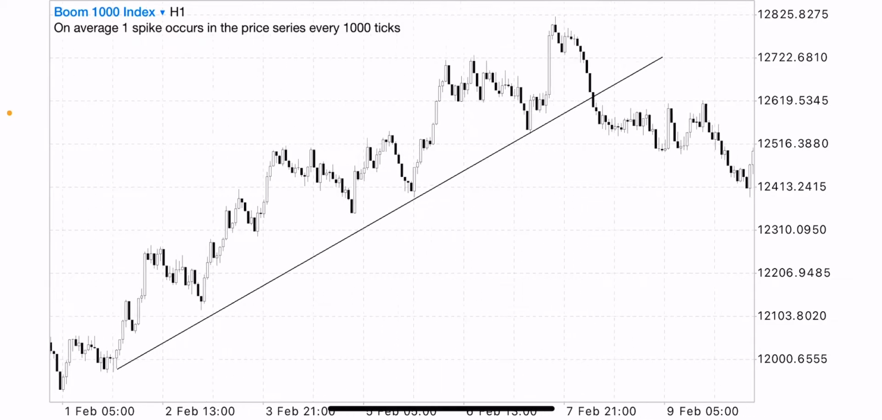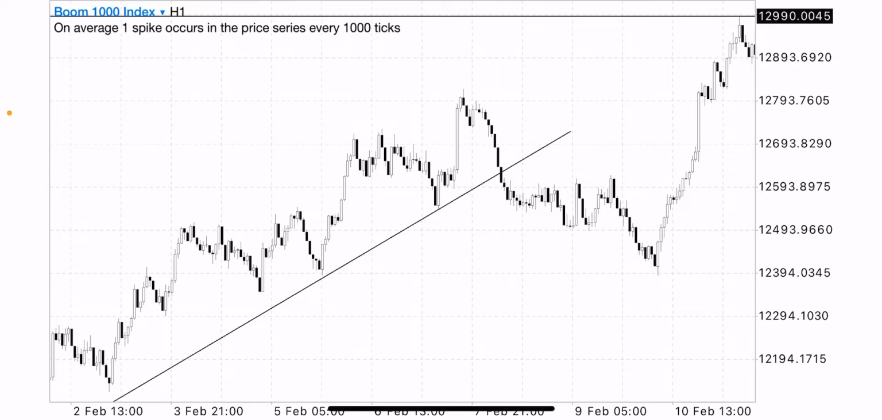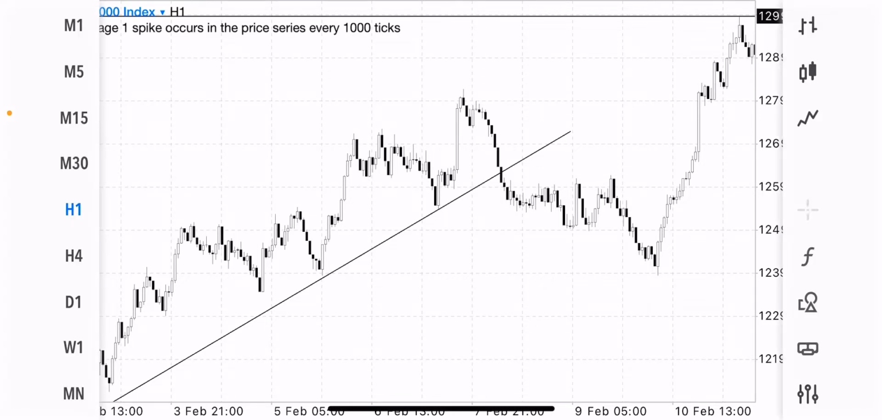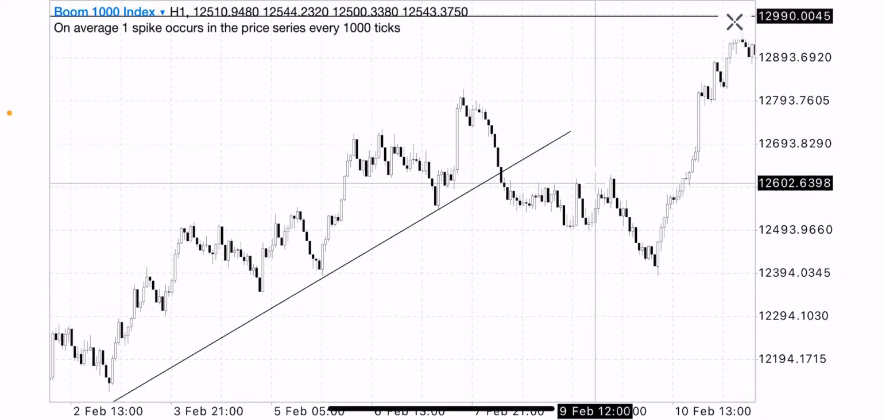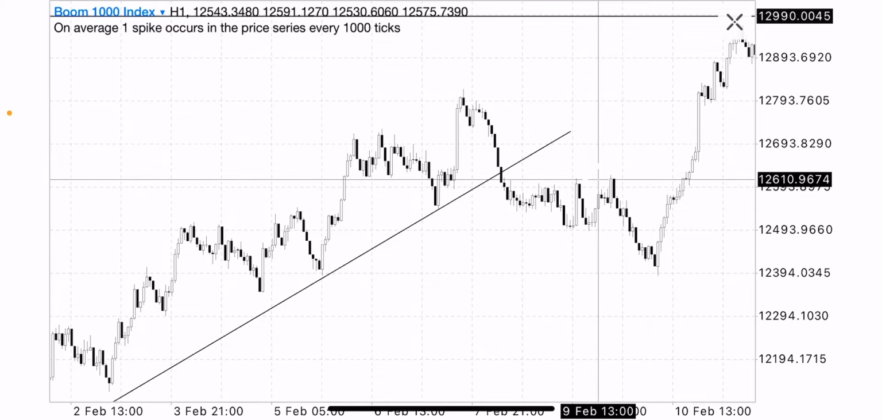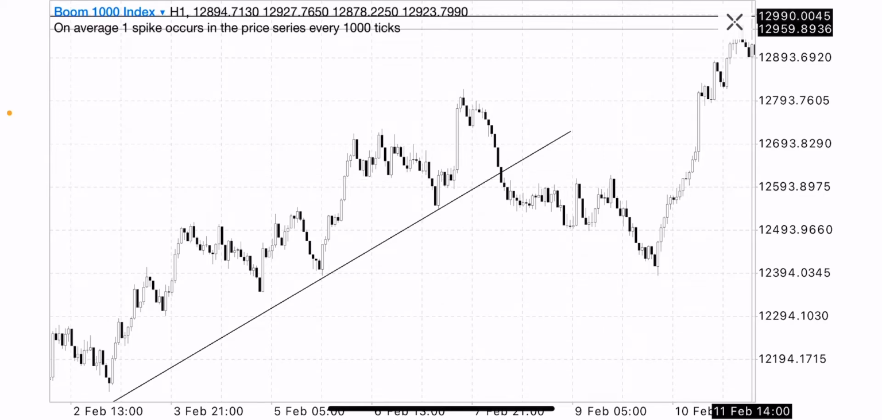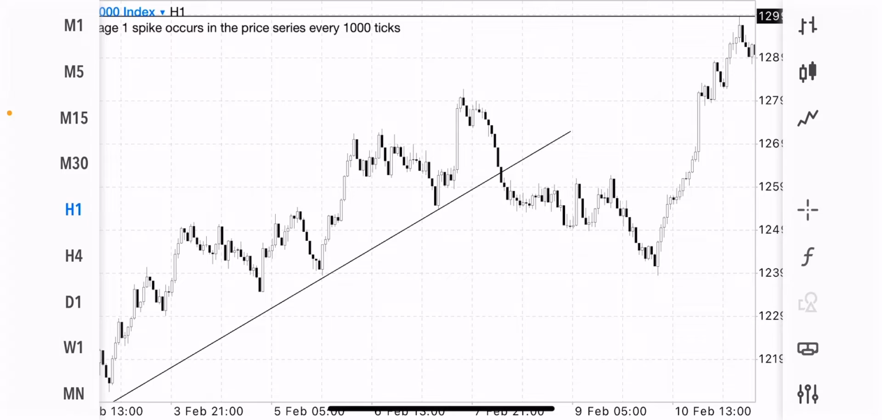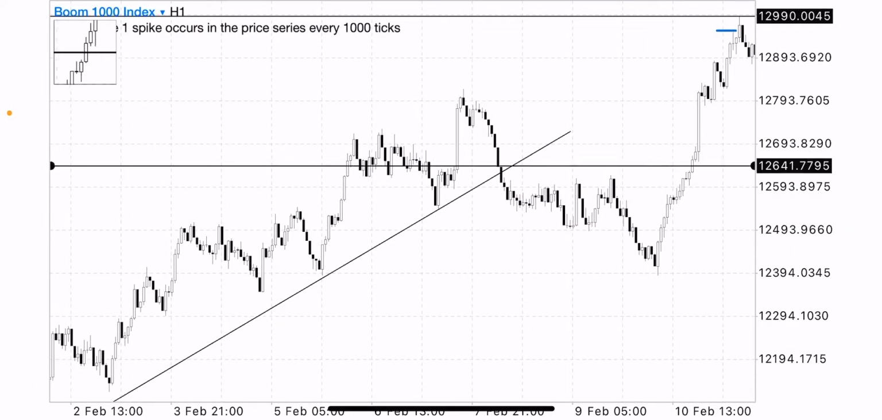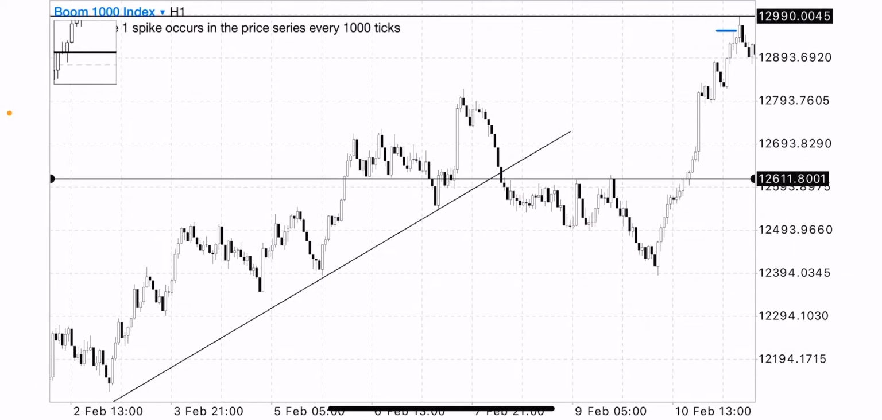So after this breakout, the market pushed, and later, after this breakout, this level turned to be what? Our resistance. Let me explain something. It turned to be our resistance. So you see, breakout.